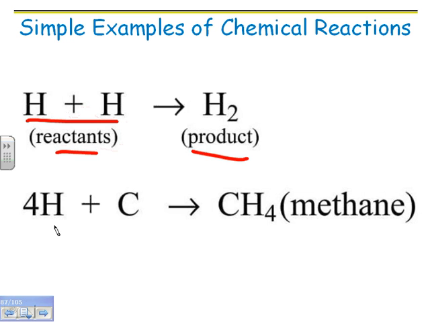In this example, you take 4 hydrogens plus carbon. These are the reactants, the stuff that goes into the equation. And you make methane, it's what you produce, so it's called the product.